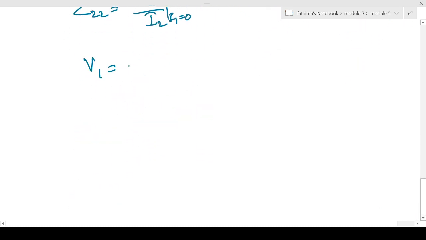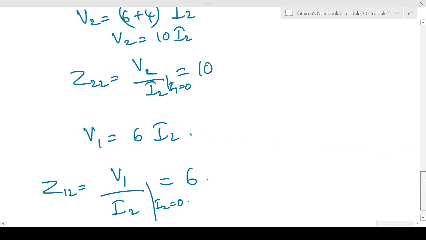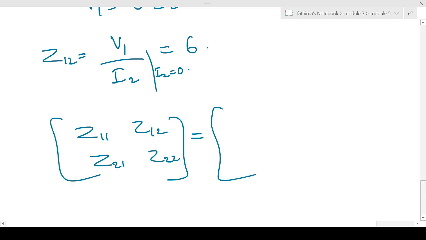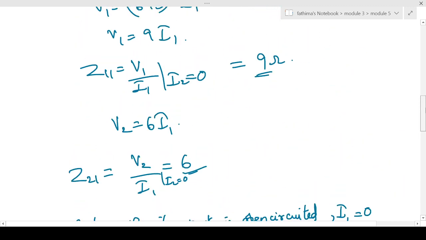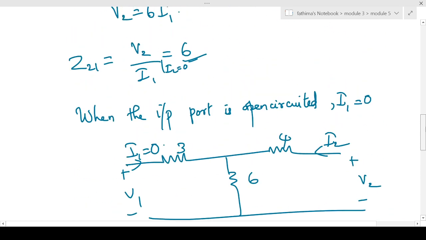So we can write V1 is equal to 6 times I2, or V1 by I2 is equal to 6. And V1 by I2 is Z12. So Z12 is equal to V1 by I2 with I2 equal to 0, and that is 6. So we have obtained all the 4 Z parameters. So Z parameters are Z11, Z12, Z21, Z22, and Z12 and Z21 are 6 ohm, and Z11 is 9 ohm, and Z22 is 10 ohm.